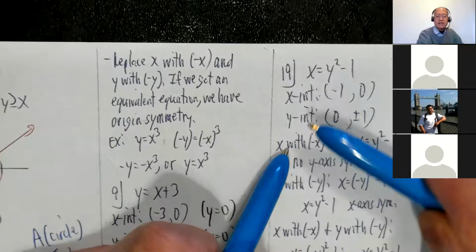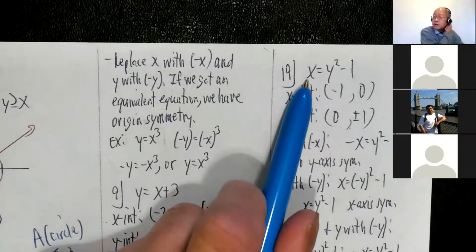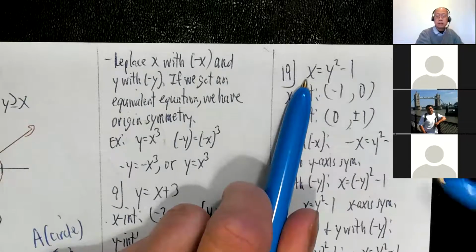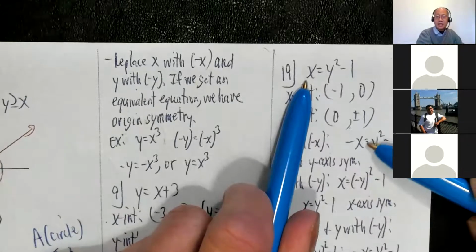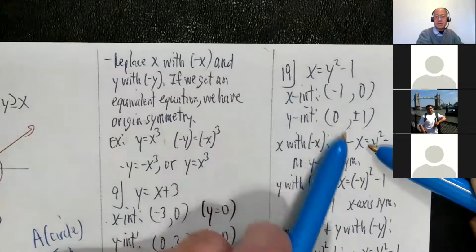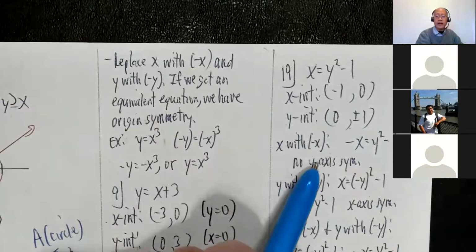All right, replace x with negative x. So right here, change it to negative x. Looks like that. Okay, is that the same equation as that? No, no way. Right? That has an x, has a negative x. So I do not have y-axis symmetry.